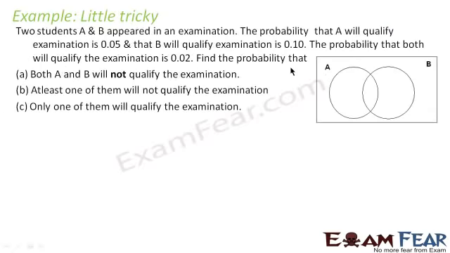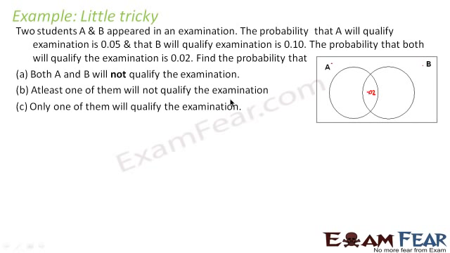Let's take one example. This is a little tricky. Two students A and B appear in the examination. The probability that A will qualify is 0.05 and B is 0.10, and both will qualify is 0.02. Find the probability that both A and B will not qualify.